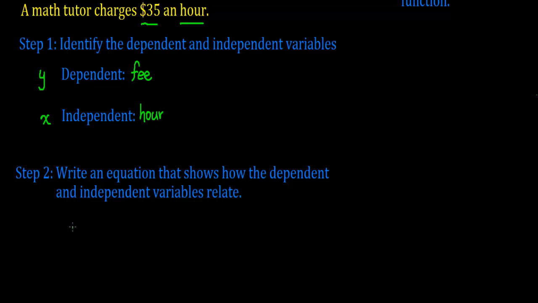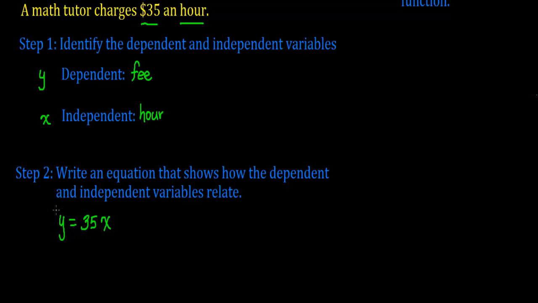Well, the fee, we said, which is y, the fee is going to equal, this is the fee, right? Y, my dependent variable, is going to equal what? Well, it's going to equal 35 an hour. So 35. And we said that x is hours, right? So 35x. 35 times every hour. If the person works 1 hour, then it's $35. If he works 2 hours, then it's $70, etc.